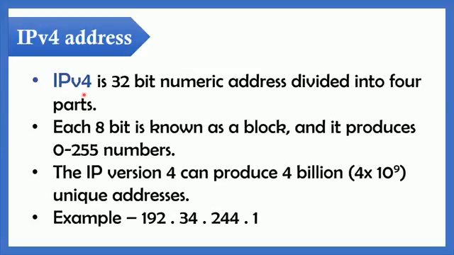As we know, electronic devices, especially computers, only understand binary language. So the address is represented in 32-bit binary numbers, which is then converted into decimal form to make it more handy or convenient for the users. IP version 4 is a 32-bit numeric address divided into 4 parts. Each 8 bits is known as a block, and it produces numbers from 0 to 255, which is a total of 256 numbers, and each block is separated by a dot. IP version 4 can produce 4 billion unique addresses.